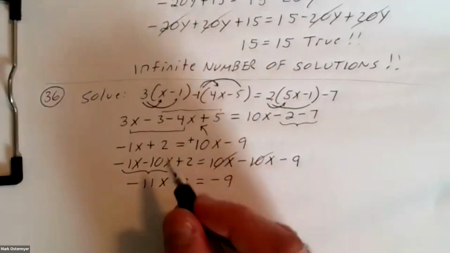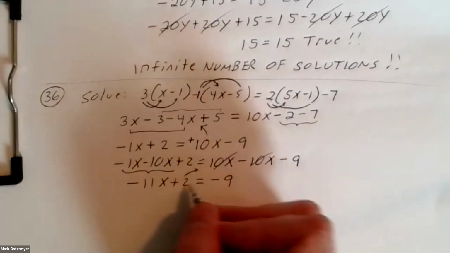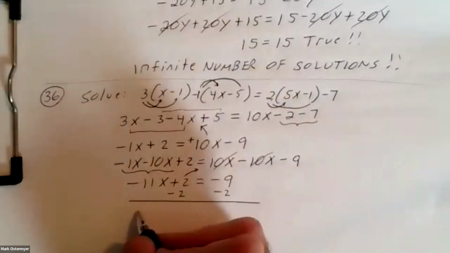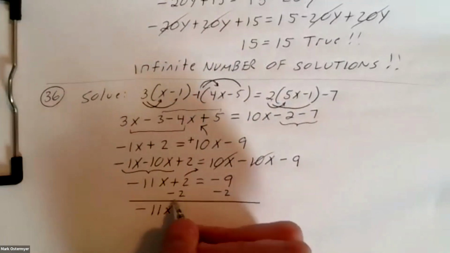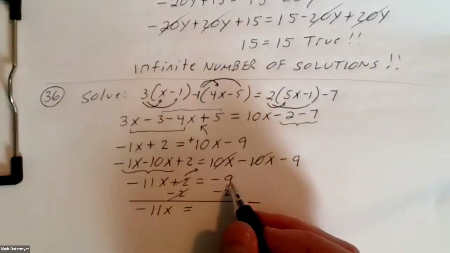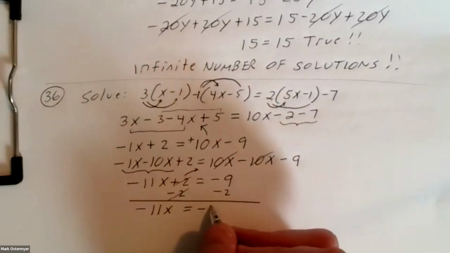Continuing to separate, I'm now going to move this constant term 2 over to the right by subtracting 2 from both sides. The 2's on the left side cancel out to 0, they're gone, leaving you with -11x. And -9 subtract 2 on the right side is -11.